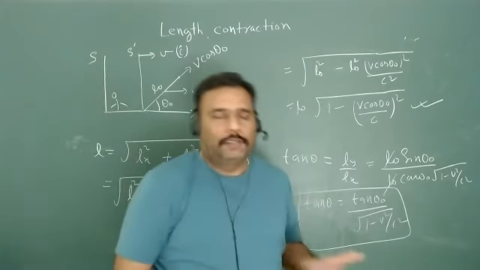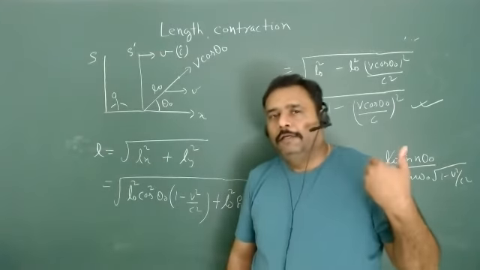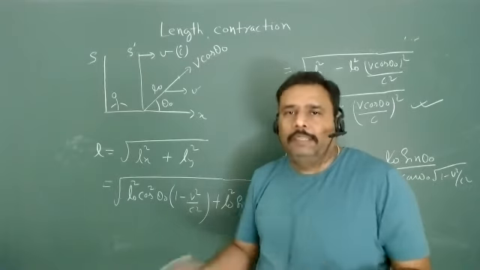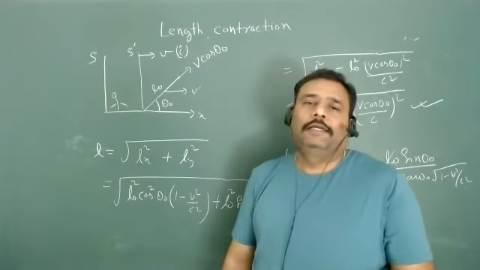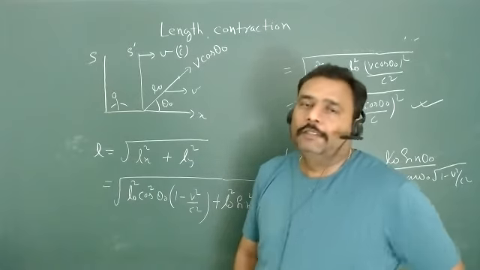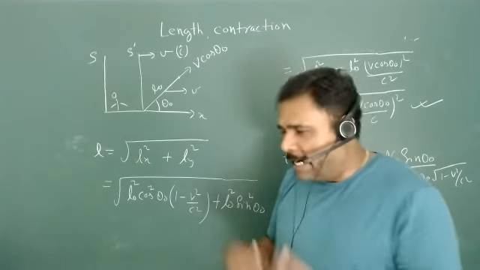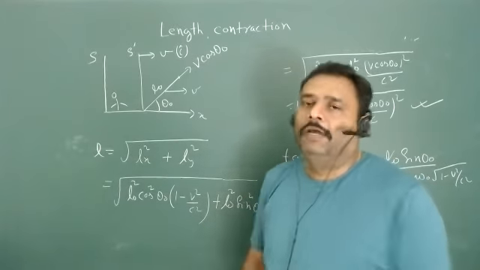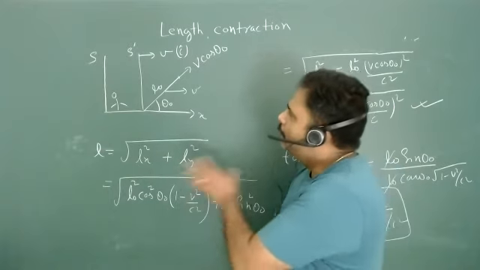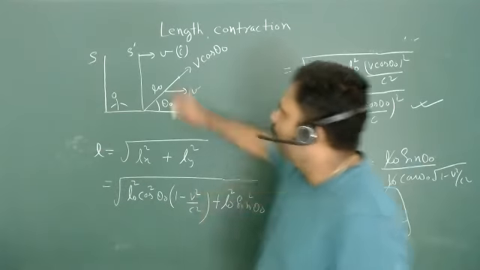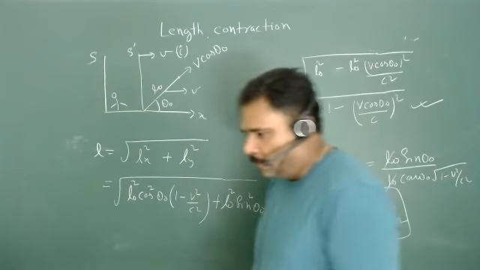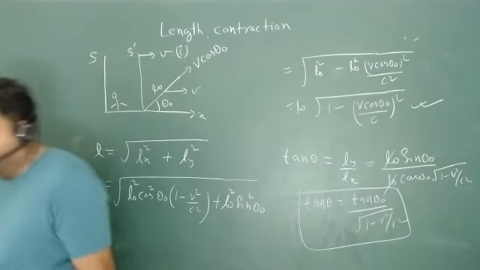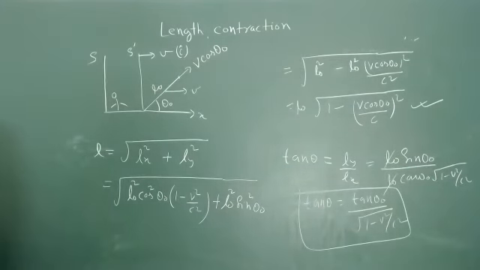So this length contraction will not be calculated with the help of Galilean transformation. It can only be calculated if you are using the Lorentz transformation, and this phenomenon appears well when you can have your speed comparable to the speed of light. Okay, any doubt up to this point? Excuse me, sir. Yes, say.